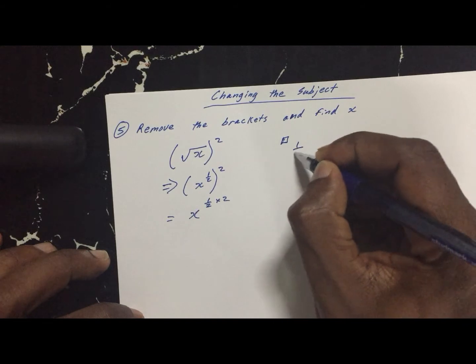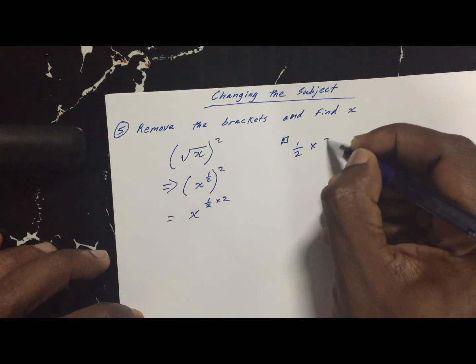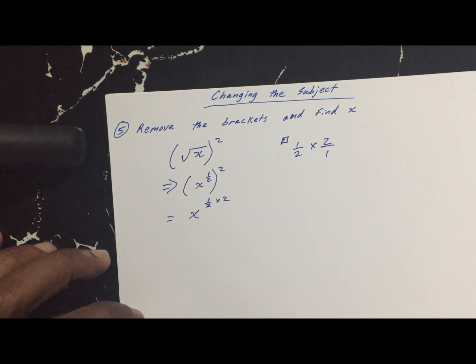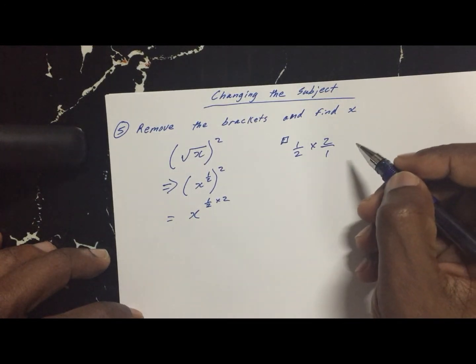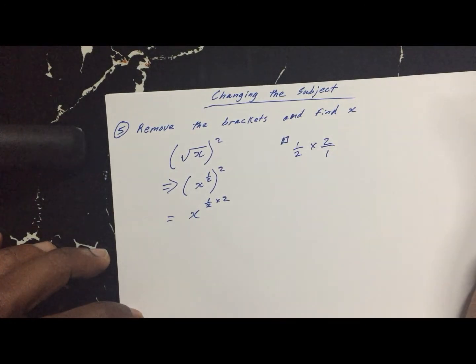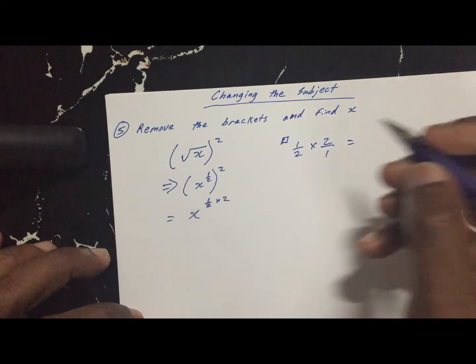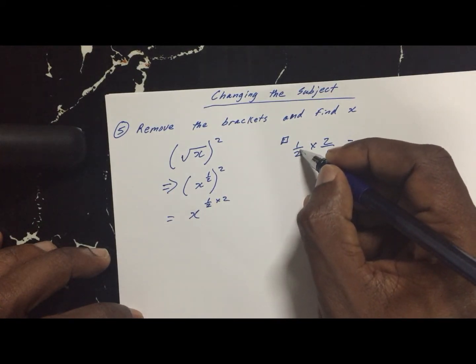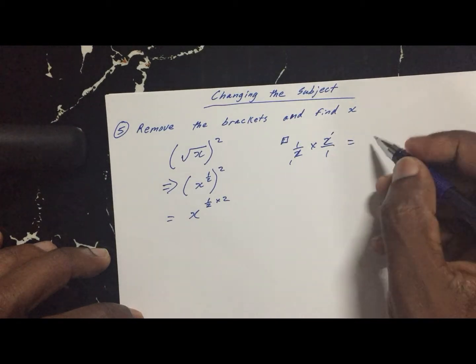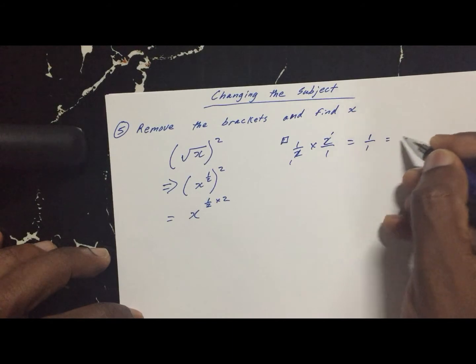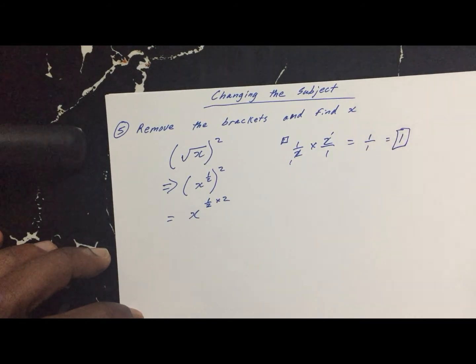Alright, what we will do here, we have half times 2. 2 is the same as 2 upon 1. So if we have to multiply something like this, we can go right ahead and cancel out, or we can just multiply and simplify. Let me show you the first way. The first way, you can cancel out the 2s, the 1s: 1 times 1 is 1, 1 upon 1 is 1. That's one way.